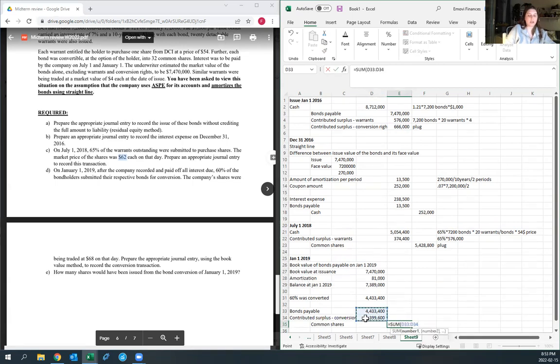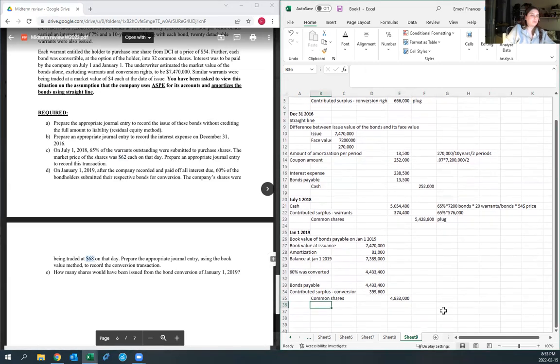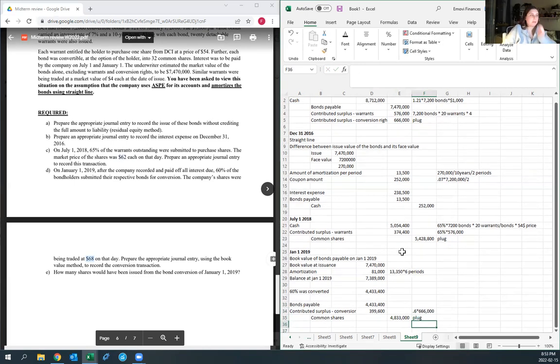So again, you don't look at the market price that is given. Here it's just this, which I did, and 6 periods. This I did 60% times 666,000. And here it's applied.